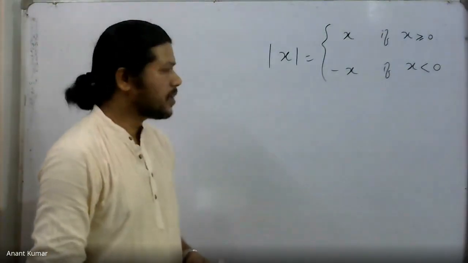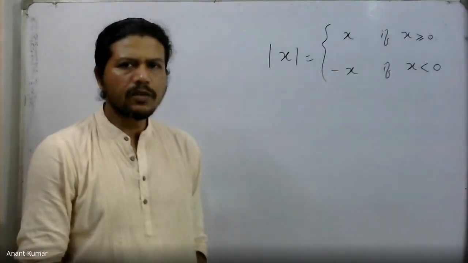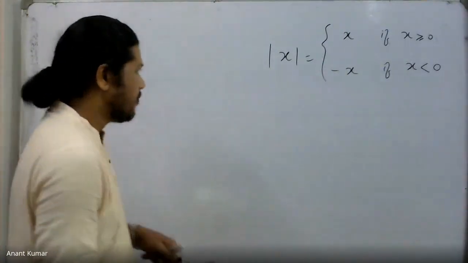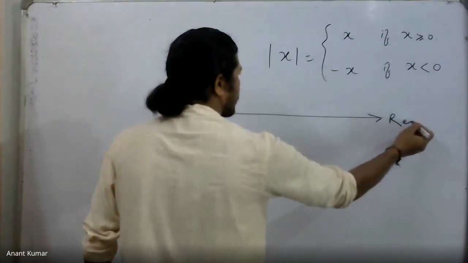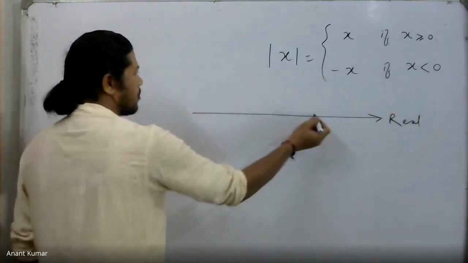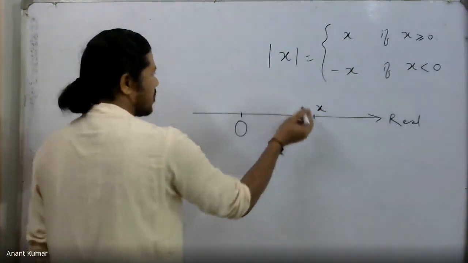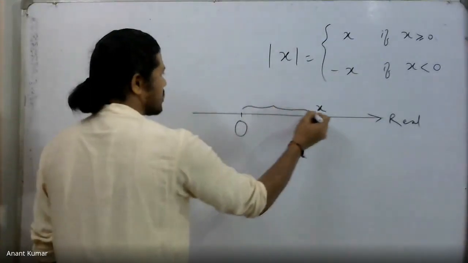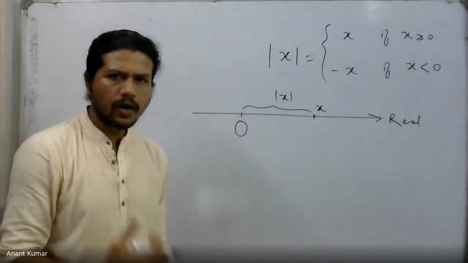However, we should always remember that mod x geometrically gives us the distance of the point x from the origin. If I think of the real number x lying on the real axis somewhere, that's the real axis. If I say, for example, x is located over there, that's the origin, then mod x represents that particular distance. This is mod x, the distance of x from the origin.